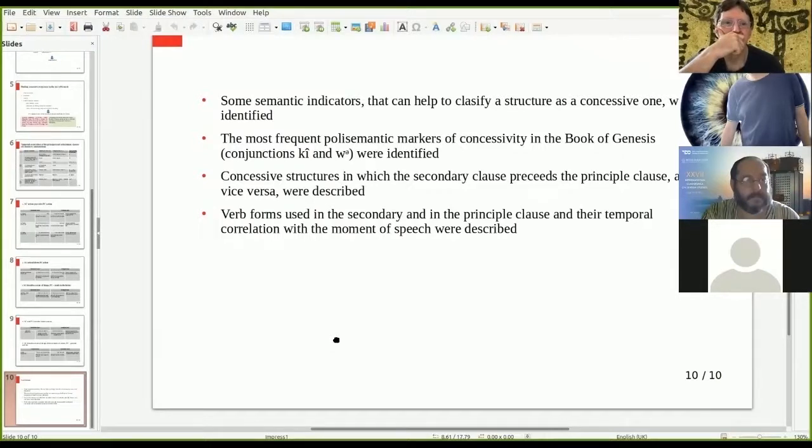And also described was the situation when the principal clause precedes the subordinate clause, and this is interesting because this is not the case with all languages. And the temporal correlation of the subordinate and the principal clauses was described. There wasn't anything very surprising, but maybe it is a start to looking at a larger set of examples.